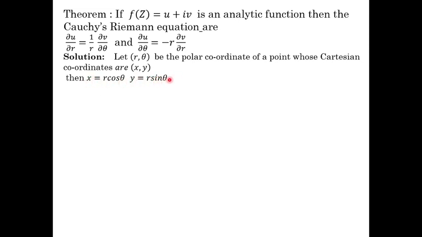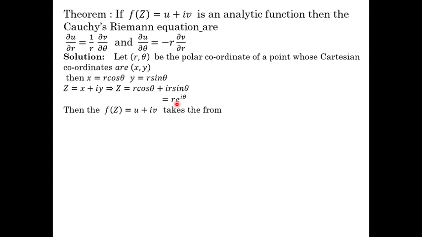By using this substitution, let z be a complex number. Therefore, z is nothing but x plus iy. Now, substitute x is equal to r cos theta and y is equal to r sin theta. After substitution, we can take r common. Take r outside, the remaining is cos theta plus i sin theta. Now, this cos theta plus i sin theta can be written as e power i theta. Hence, z is equal to r into e power i theta.